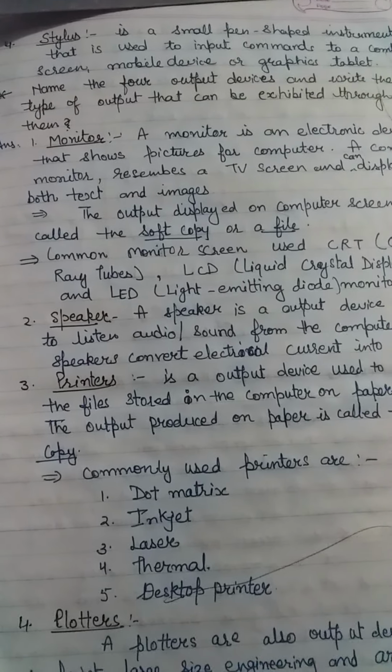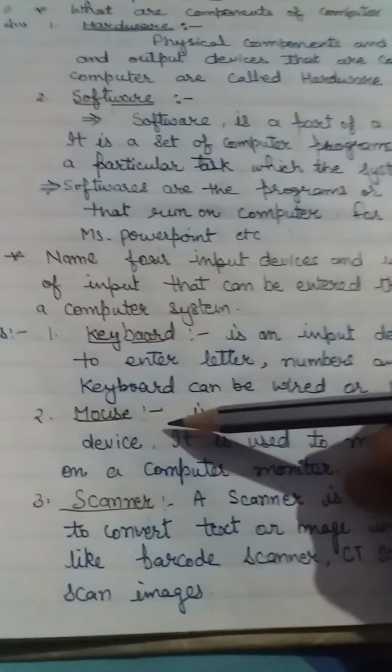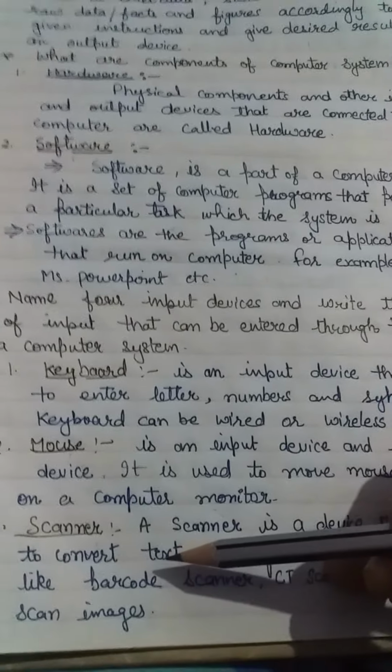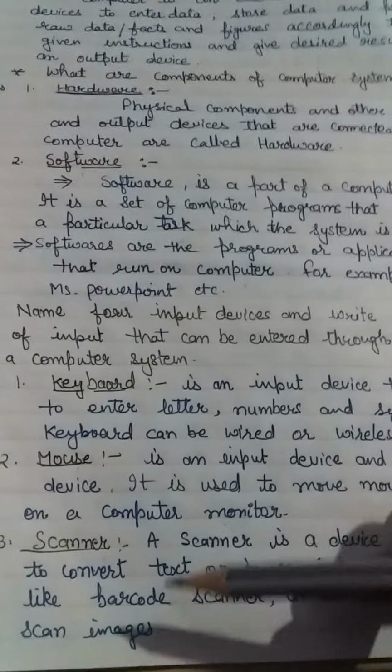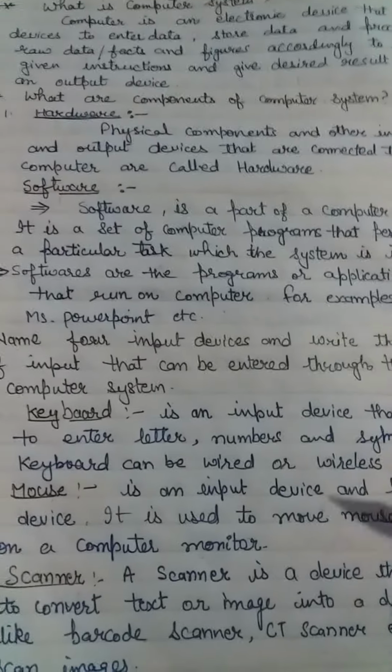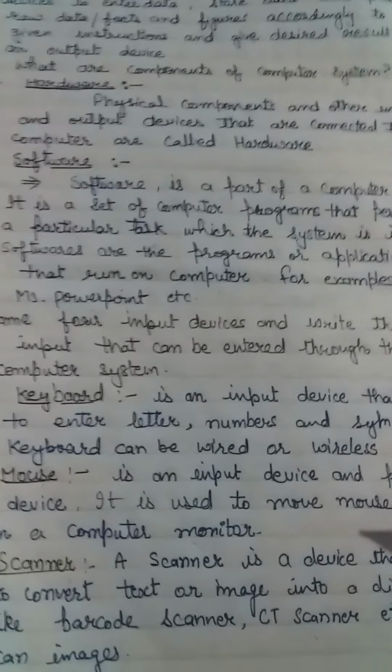Four input devices: one is a keyboard, one is a mouse, one is a scanner, and there are different types of input devices like a joystick, webcam, and microphone. Different types of input devices you can read from your book.